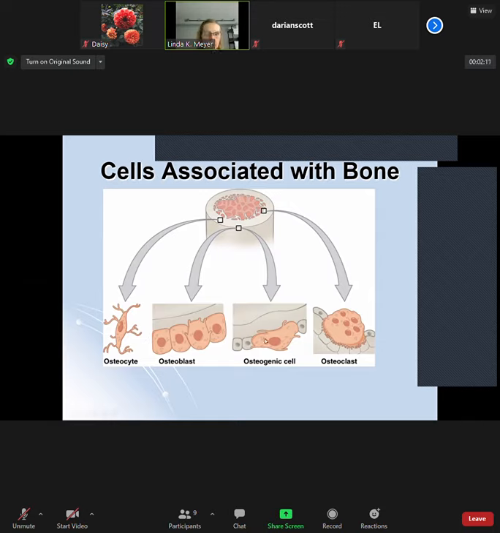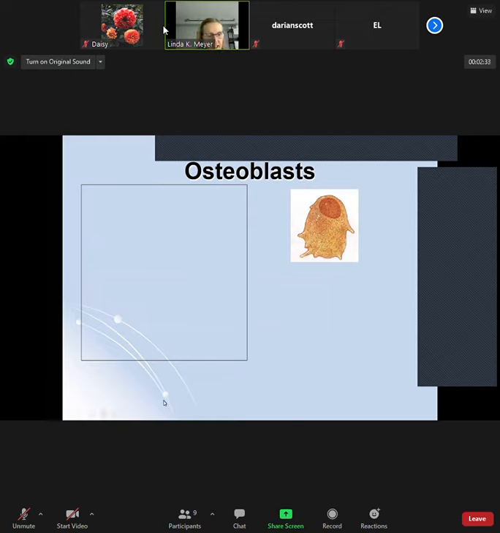Okay, so when we look more closely at the cells associated with bone, we'll be able to recognize them pretty easily. So the osteoblasts, osteoclasts, osteocytes, and then just that word osteogenic cell, that's just another term for the stem cell. So let's look at the osteoblasts, and if you just try to draw a representative cell, it has kind of a little bump shape to it with a nucleus in it.